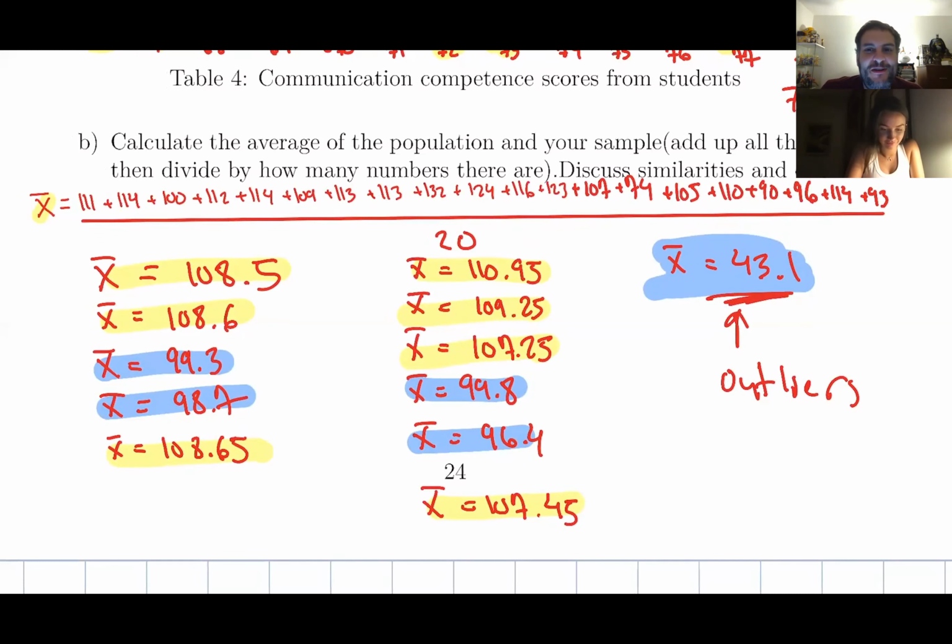So what we're going to do right now, we're going to go ahead and find the mean of the population, because we want to see how close we were. I'm not going to make you find the mean of the population for the 78. For this one, I actually already have it in my calculator, so you don't have to worry about it.